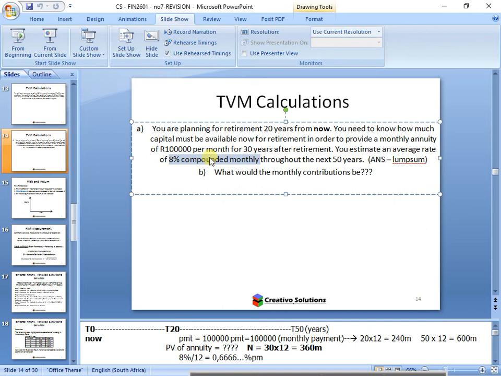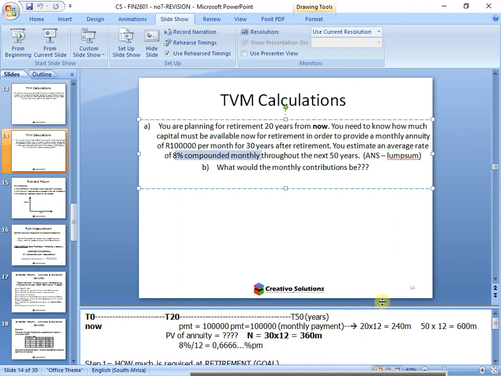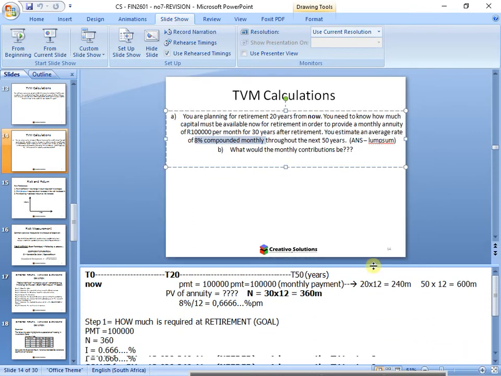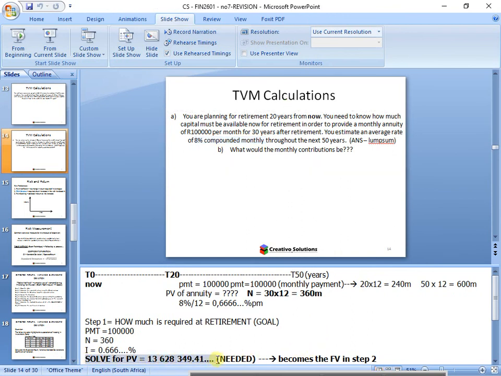What's the answer? I think it's about 8. Let's have a look. What do we press? What do we look at? Future value or present value? Present value, obviously. Sorry, present value. Okay, so that's how much you'll need. When? At retirement. In 20 years' time.